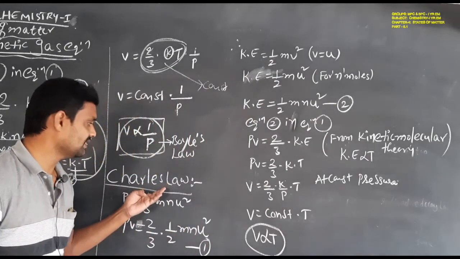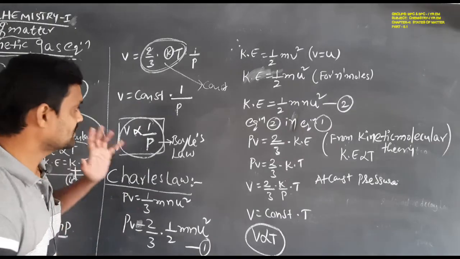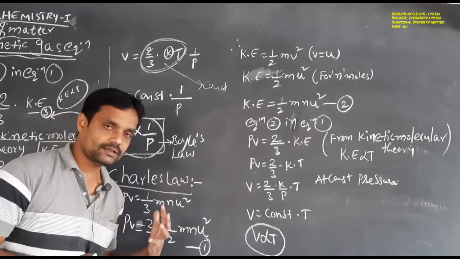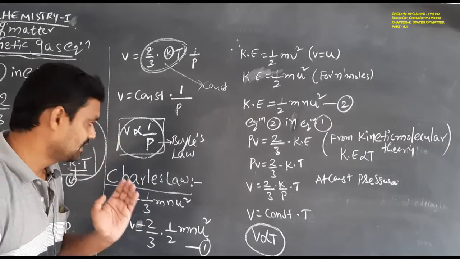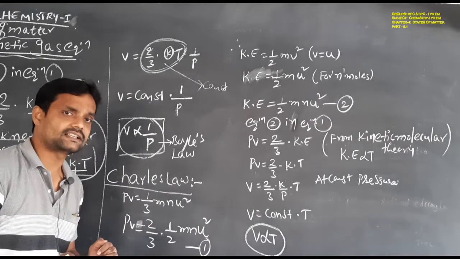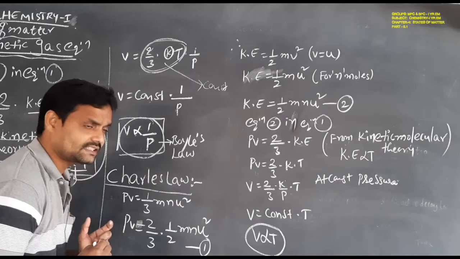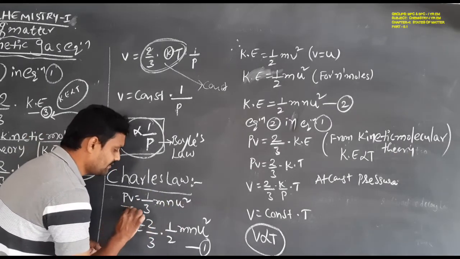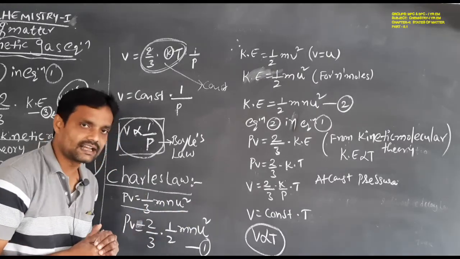So this Charles law can be derived from the kinetic gas equation. Okay students, the same way as we derive Boyle's law, here also the same steps, but we change only one step. Let us observe how we can derive the Charles law from the kinetic gas equation. Already we know the kinetic gas equation is PV equals 1 by 3 mn u square. This is the kinetic gas equation.